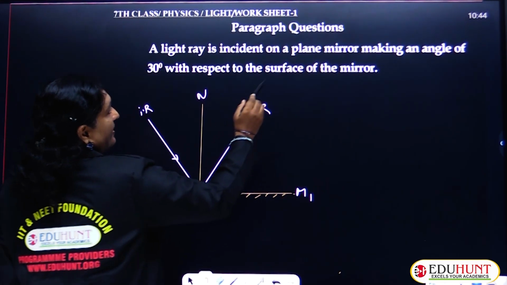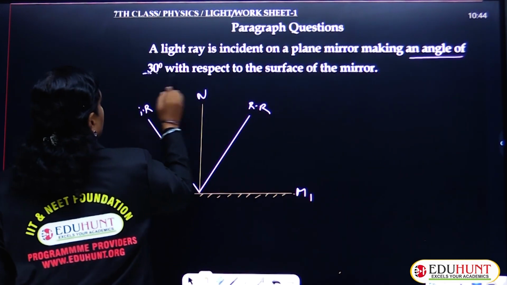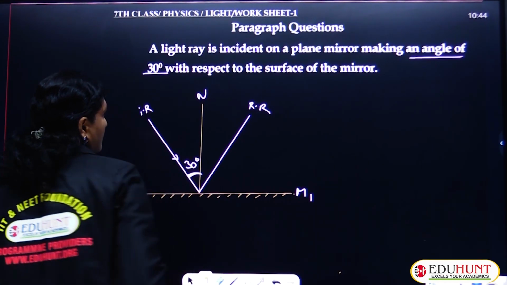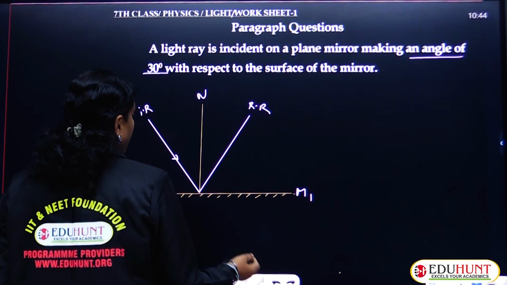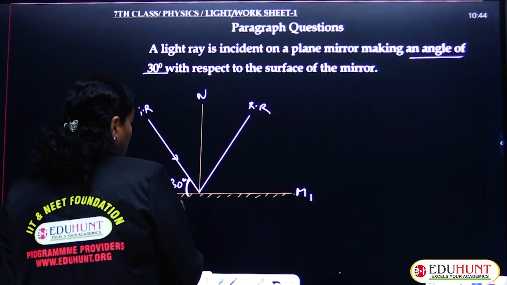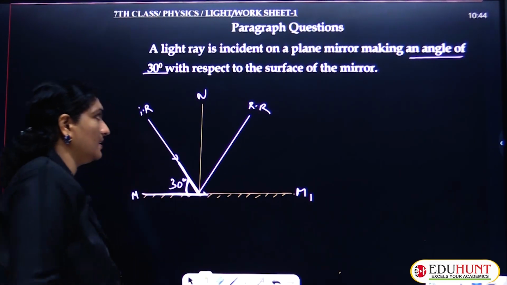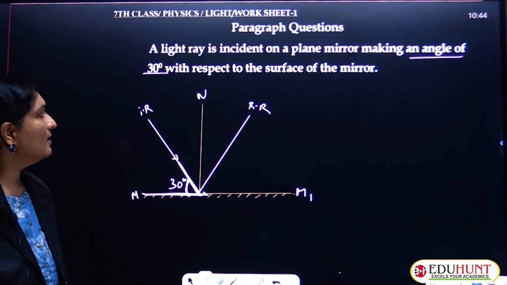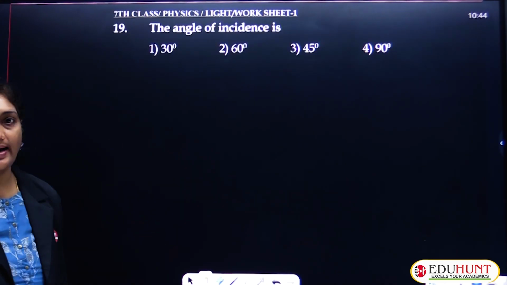So, what is the angle of incidence on a plane mirror? Making an angle of 30 degrees. So, how much angle is it making? It was given as 30 degrees with respect to the surface of the mirror. So, making an angle of 30 degrees with respect to the surface of the mirror, this light ray is making an angle of 30 degrees. That is what was given. Only one condition they have given in the question. So, based on that, a few questions were asked.